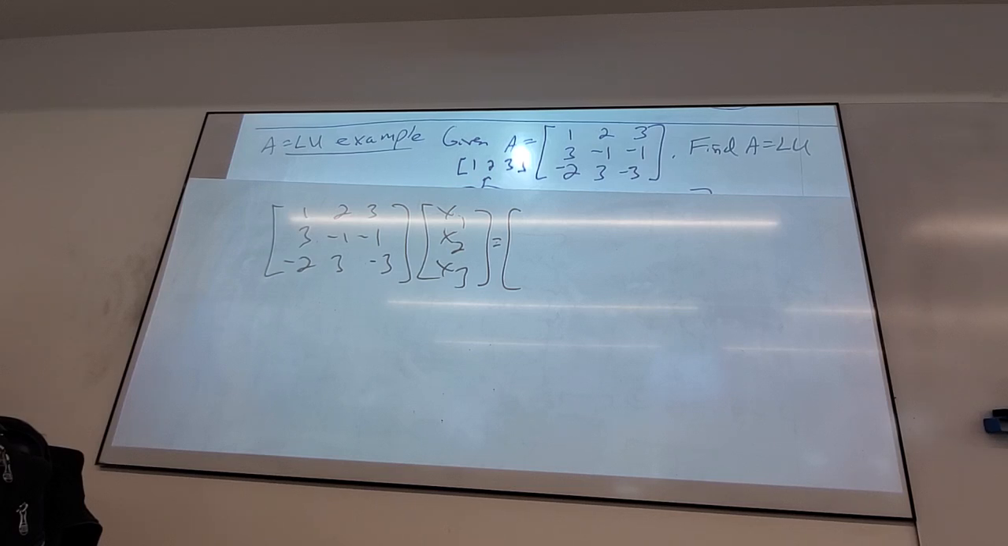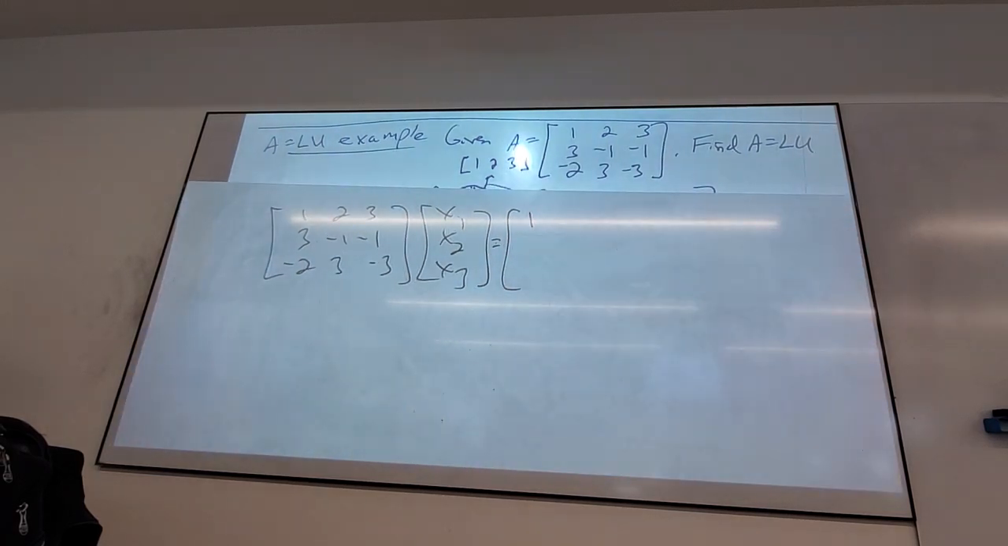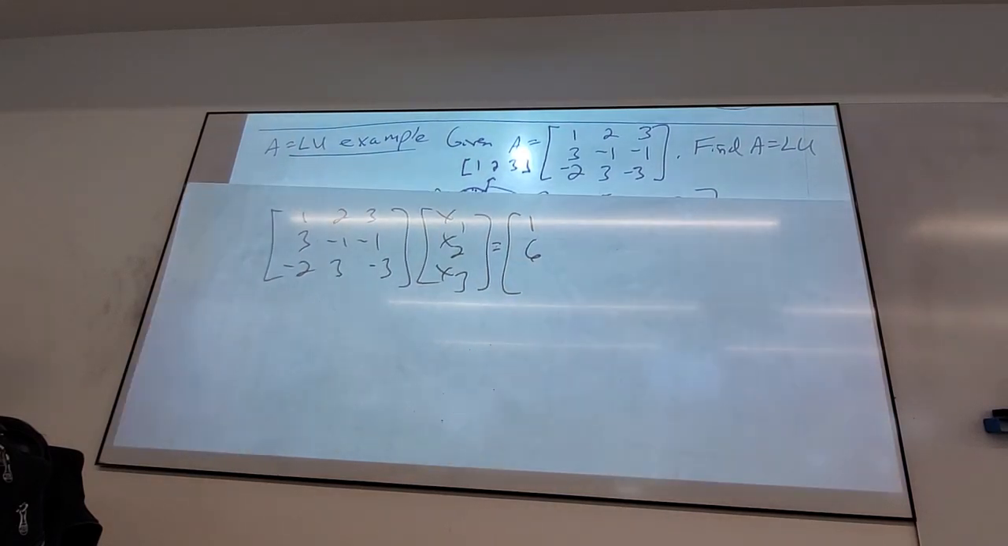All right. Negative one. So this is 1. This is 6. Oh no. Is 2. Okay.